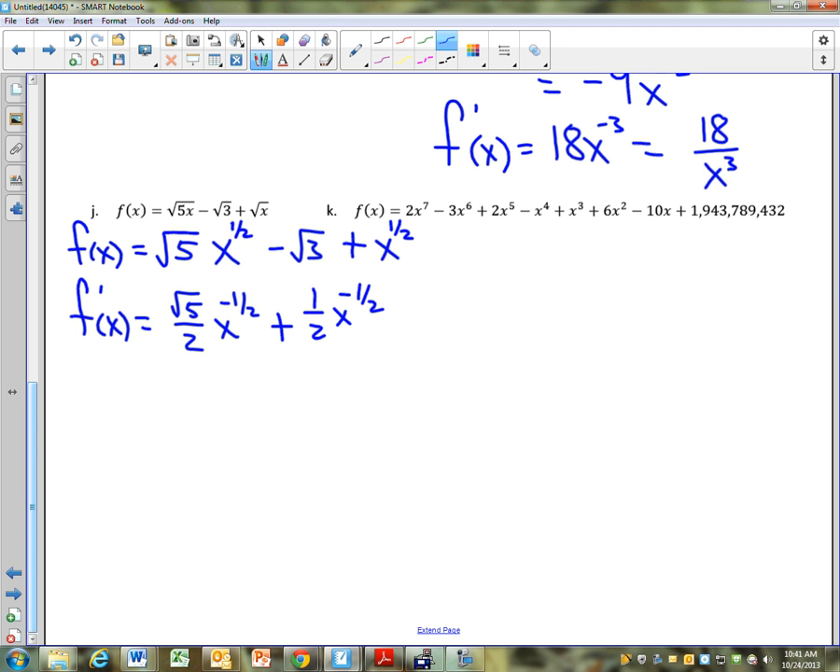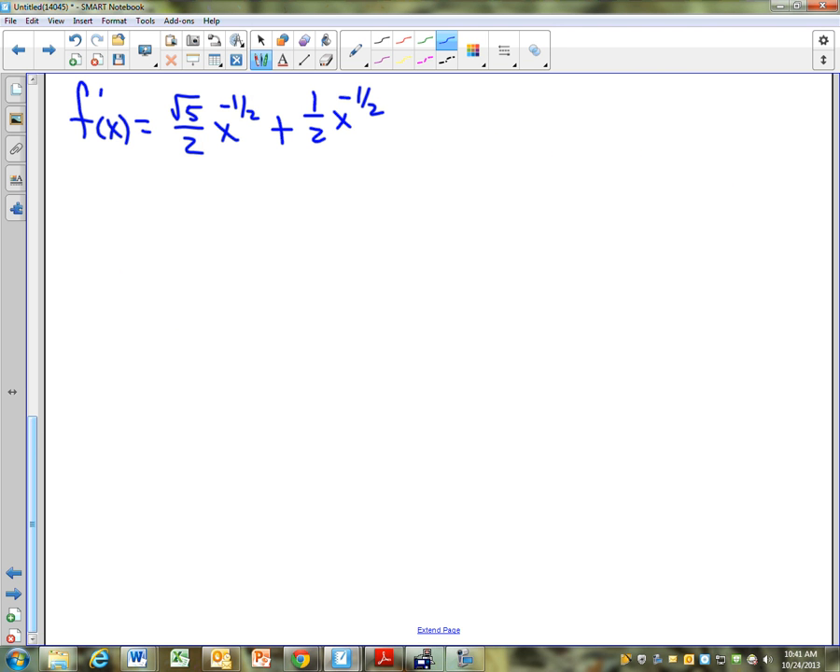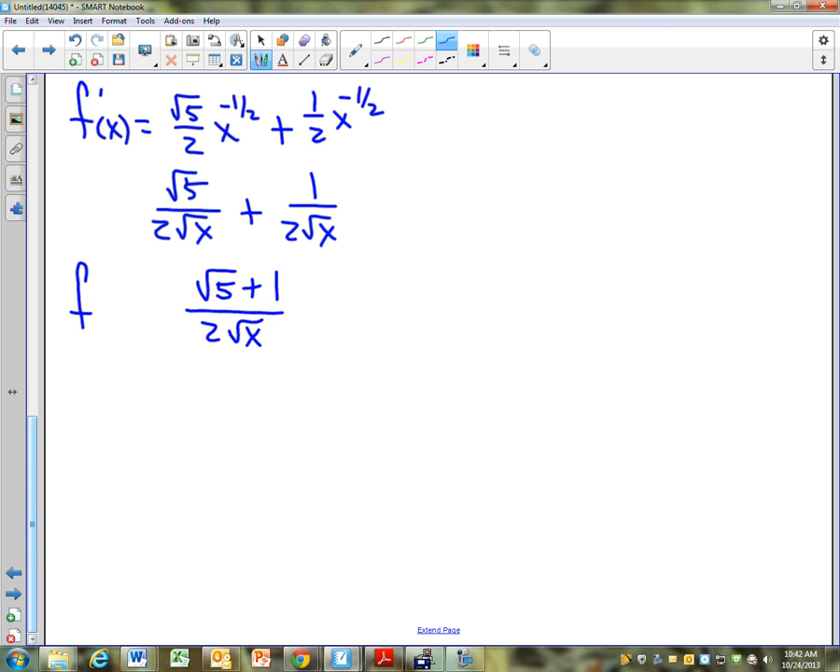Now, some of you guys remember that we just did that problem. We got 1 over 2 roots of x. You remember that? Today we did that. Yeah. So doesn't this simplify to square root of 5 over 2 roots of x plus 1 over 2 roots of x? Or in other words, square root of 5 plus 1 over 2 roots of x. That's my derivative. That's the instantaneous rate of change at any given point of x, and you did it within a matter of a minute and a half.